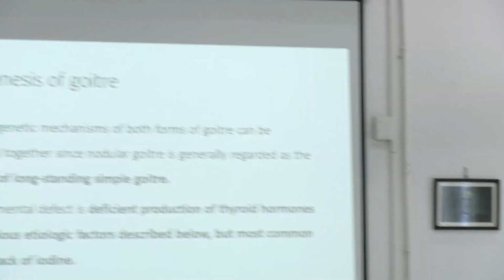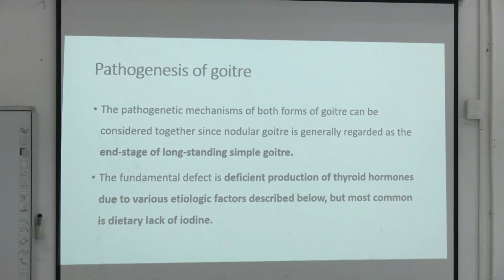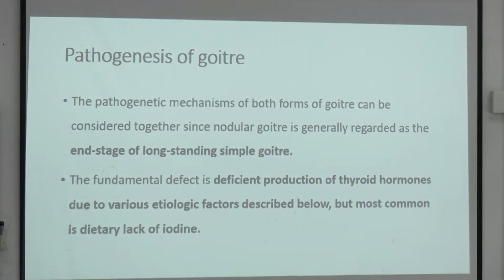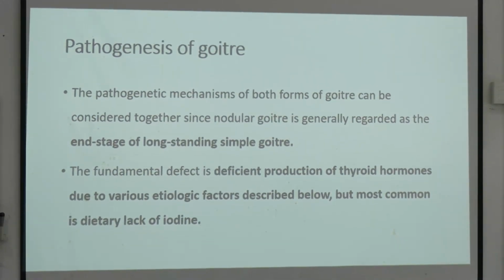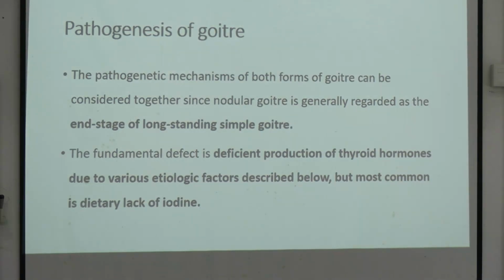Two morphological forms of goiter are distinguished: diffuse goiter, that is called simple non-toxic goiter or colloid goiter, and nodular goiter. Nodular goiter is also called multinodular goiter or adenomatous goiter. Now, pathogenesis. The pathogenic mechanism of both forms of goiter can be considered similar, since nodular goiter is generally regarded as the end stage of long-standing simple goiter.